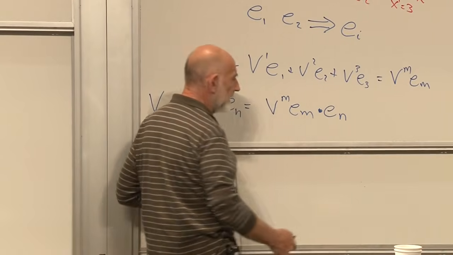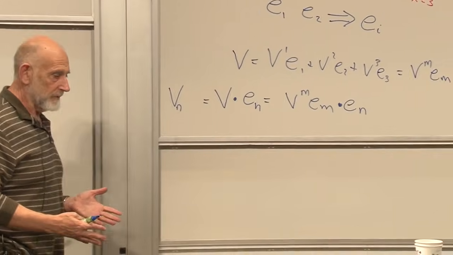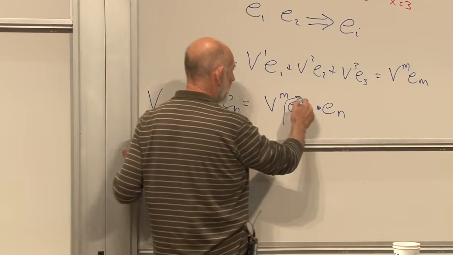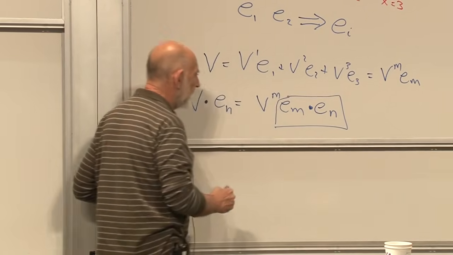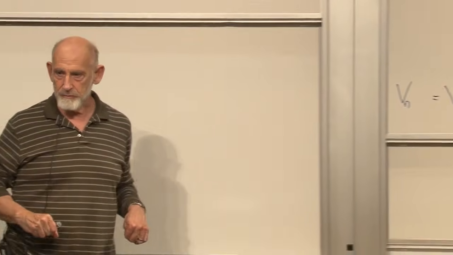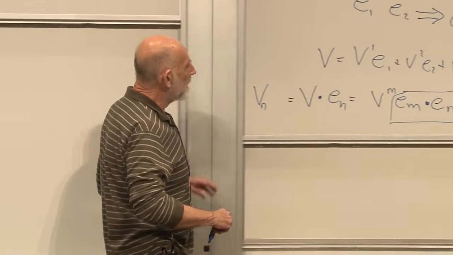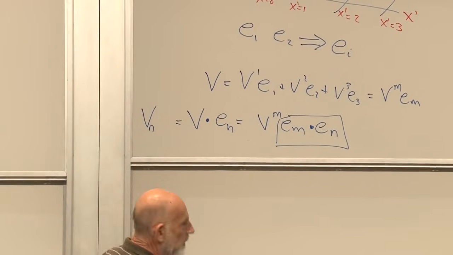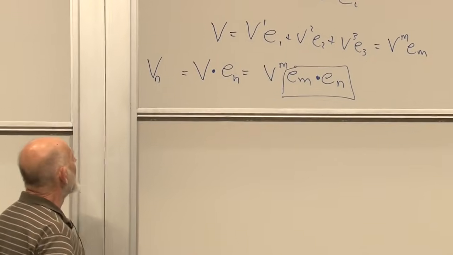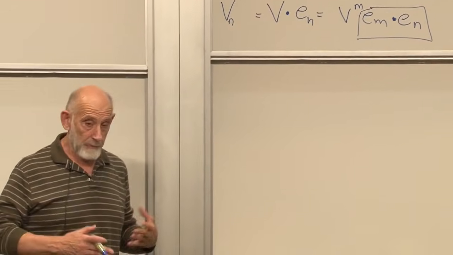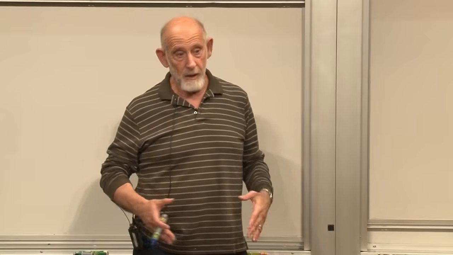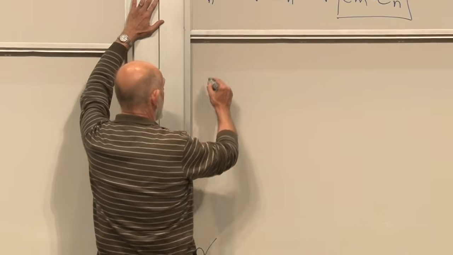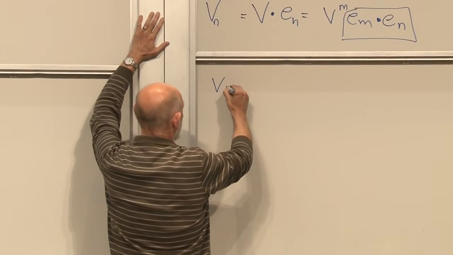E_m dot E_n is something new. Let's isolate it. It has two lower indices, and it's the metric tensor. Let's go a little bit further to see what its connection with the metric tensor is. The length of a vector is the dot product of the vector with itself. Let's calculate the length of V, and we'll see various ways we can write it. It's V dot V.